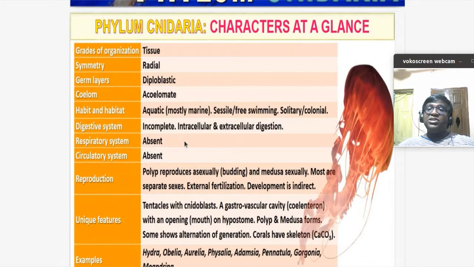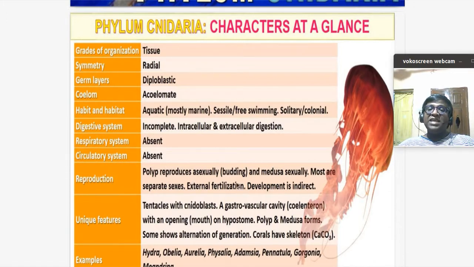So the respiratory system is absent. They don't have lungs, nostrils, and the like, what we have. It is by direct diffusion. So the circulatory system is also absent. They don't have a heart and blood vessels. So the reproduction is in polyp forms.